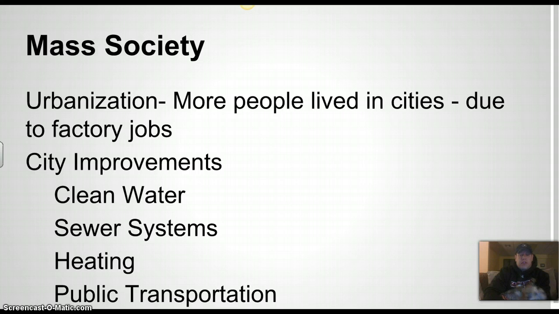They found ways to bring clean water into cities so people didn't get sick from it. Part of it was also creating sewer systems, ways for human waste to not be placed into clean water. They also addressed public heating, ways to use gas heating, and public transportation to let people get around. All these ways made cities a much better place to live than they were before.